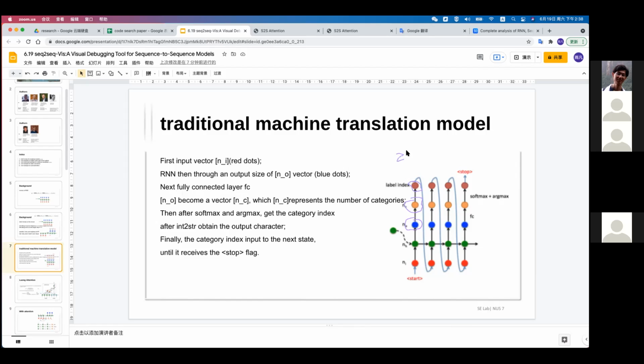Then after an int-to-string step, we will get the final output word or output character. And finally, this output word will be input to the next state. And then we will repeat this process to get the final sequence result until it receives the stop flag. So it is the typical procedure of the translation model.